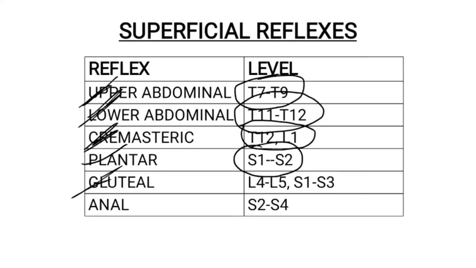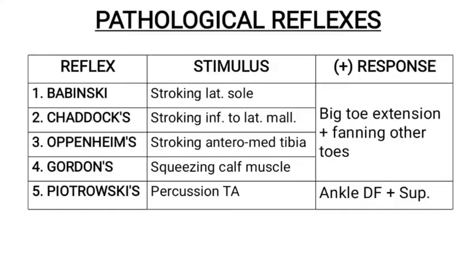Next, you have your gluteal reflex, which elicits contraction of your gluteal muscles. So that's L4 to L5, S1 to S3. And lastly, you have your anal superficial reflex, wherein stimulation near your perianal area results in contraction of your anal sphincter. This is assessing S2 to S4. All of these reflexes we've talked about can help with determining which level of the CNS is affected.